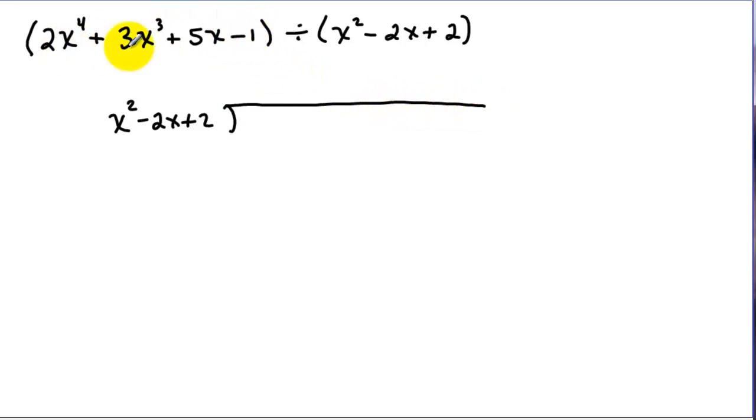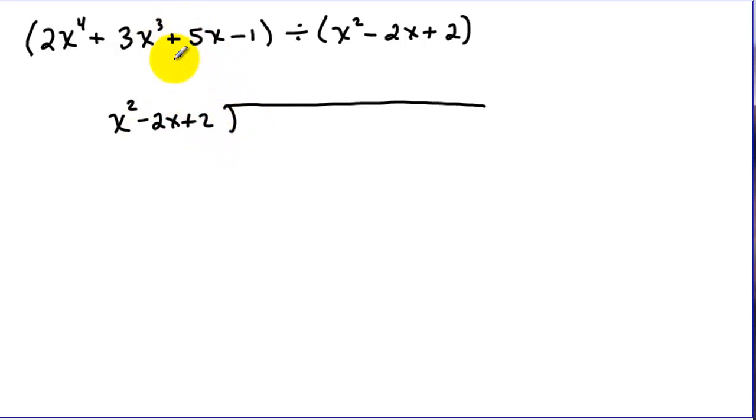Now when we put the polynomial, both this polynomial and this polynomial, if there are any missing terms, any missing powers, we have to fill those in and put a coefficient of 0. So if this had been just x squared plus 2, I would have had to put plus 0x here. So you've got to have a term for every power. You can't have any missing terms.